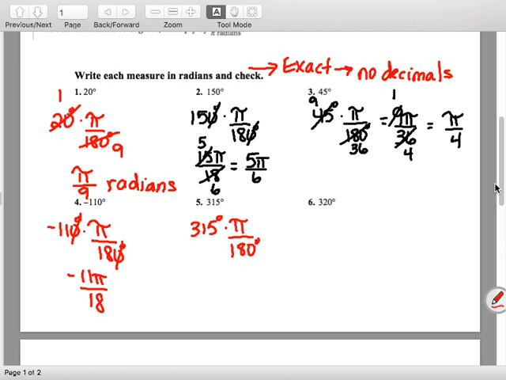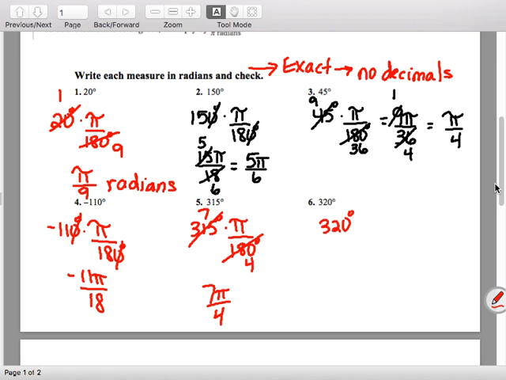All right, 315 degrees times pi over 180. I happen to know that 45 goes into 180 4 times. 45 goes into 315 7 times. If you can jump with me and do 45 into each number, that would be great. If not, start with 5 and then keep going.